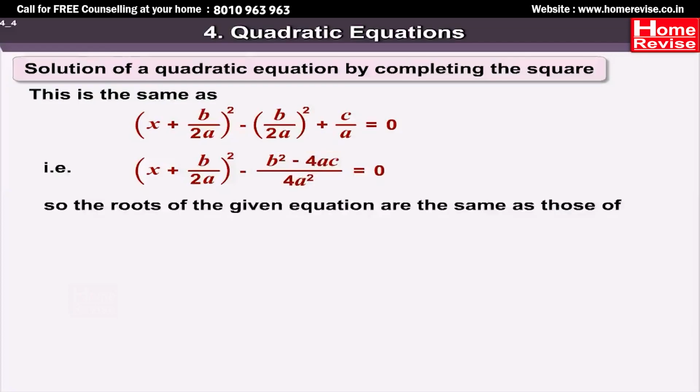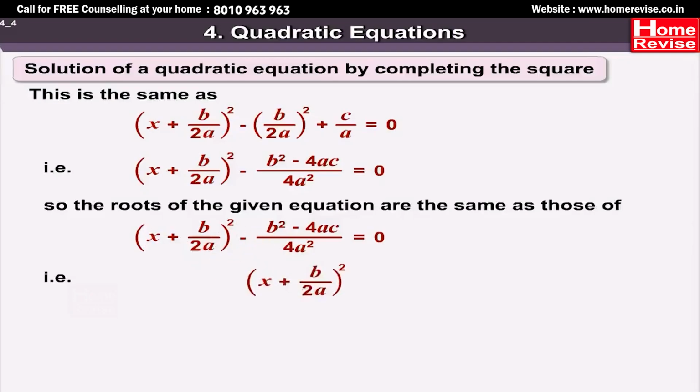So, the roots of the given equation are the same as those of (x plus b upon 2a) the whole squared minus (b squared minus 4ac) upon 4a squared is equal to 0. That is, (x plus b upon 2a) the whole squared is equal to (b squared minus 4ac) upon 4a squared. Let this be equation number 1.